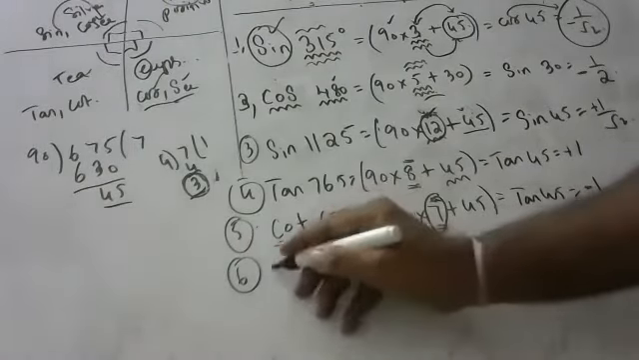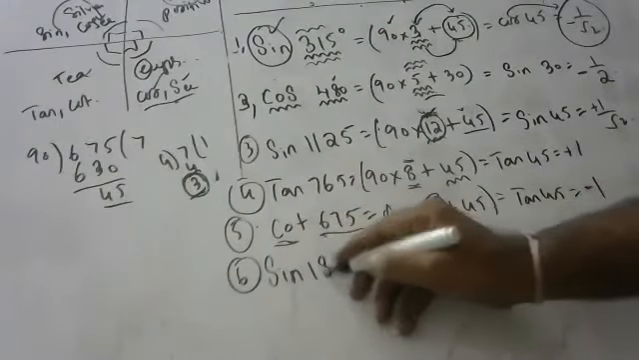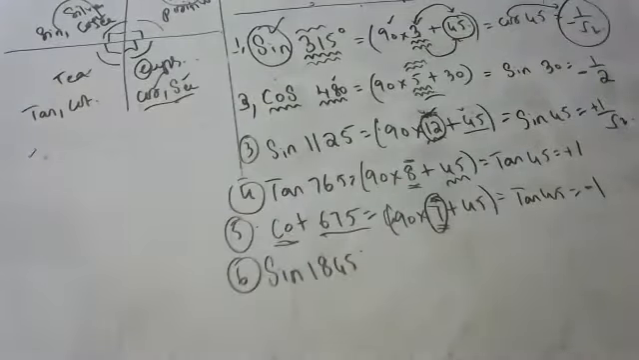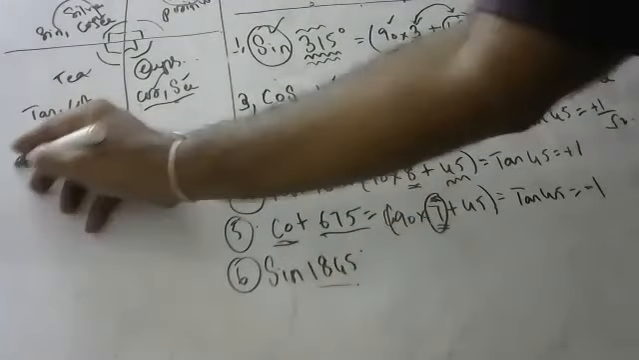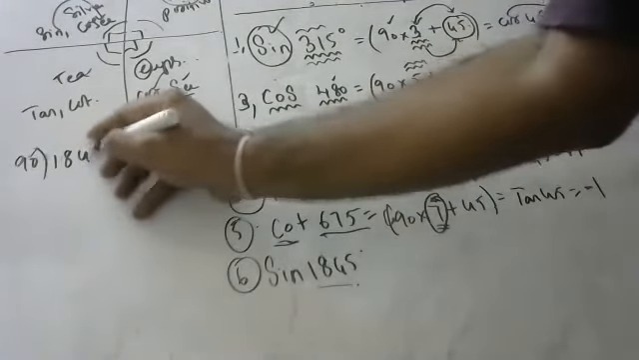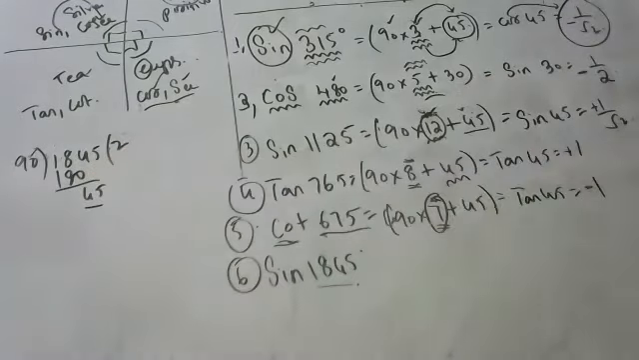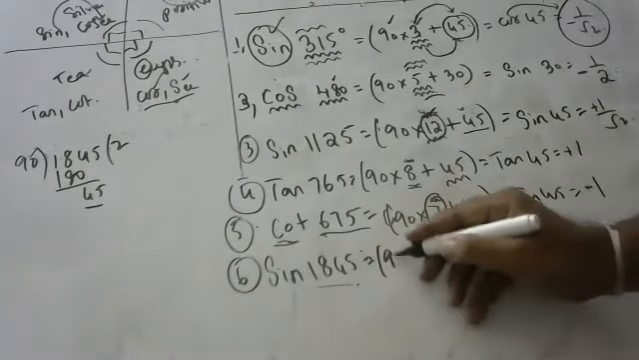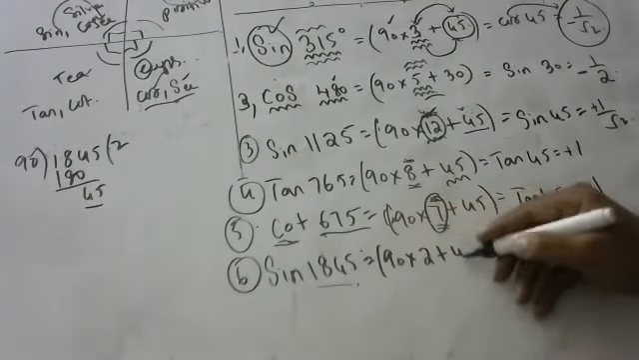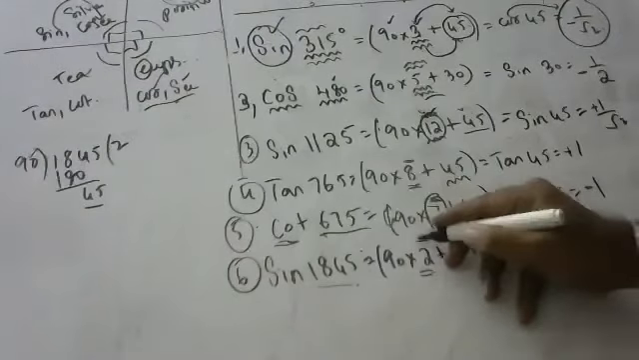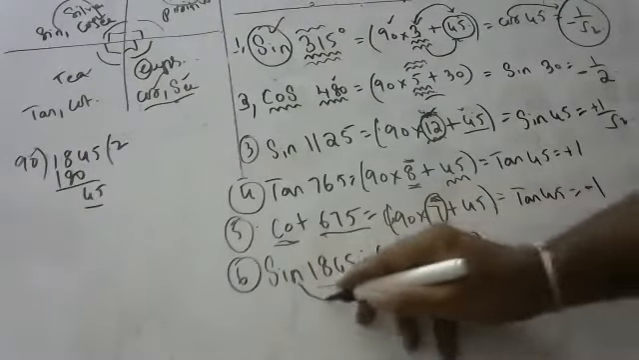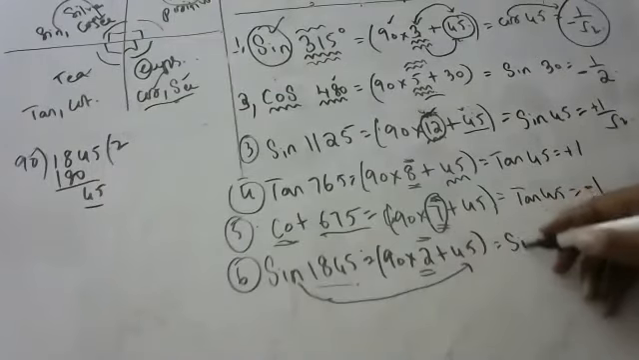Sine 1845. Lasya, sine 1845. Divide. 1800. 180, 45. So 90 into 20 plus 45. 20 is even, so sine remains as sine only. Sine 45.